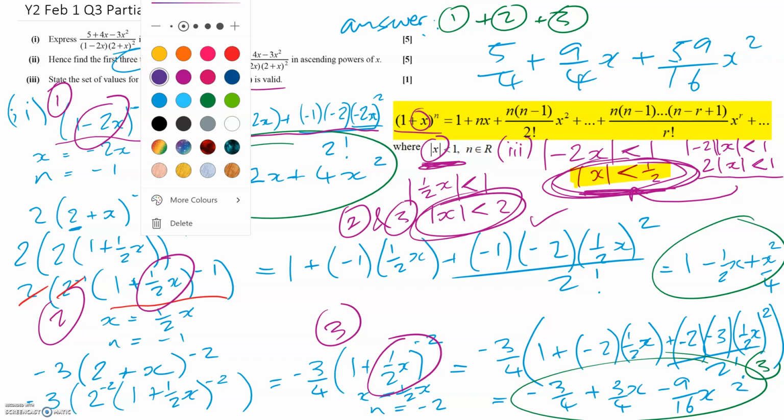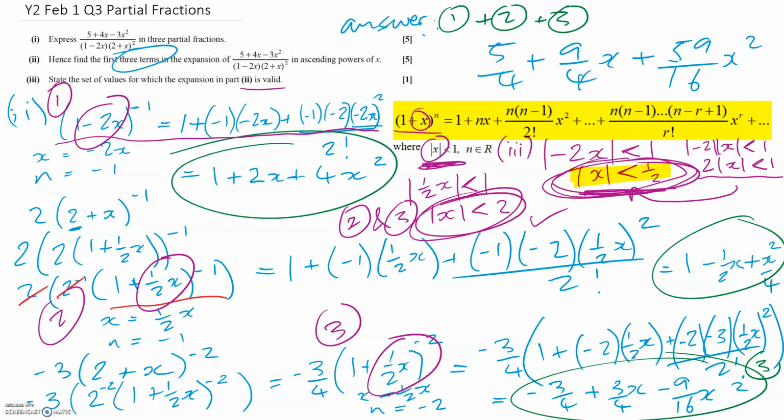Let's use a different pen. This is looking a bit of a mess, this question, but hopefully you've followed it. So that is the final answer to part 3, that the modulus of x has to be less than a half.